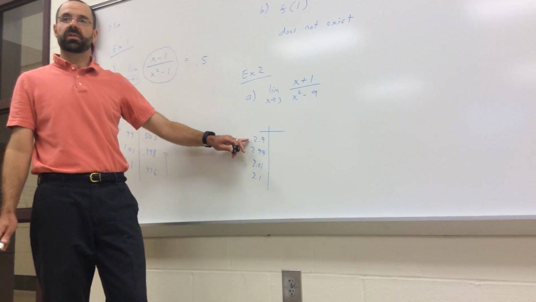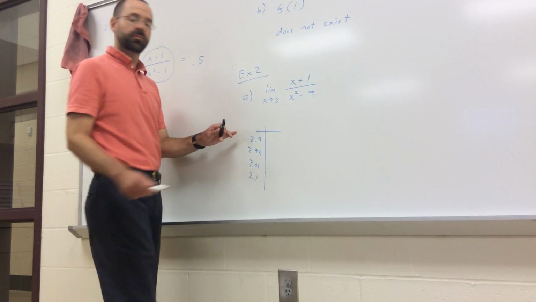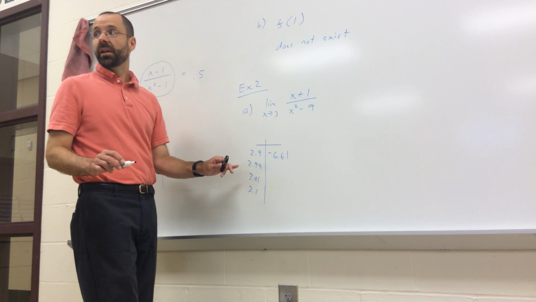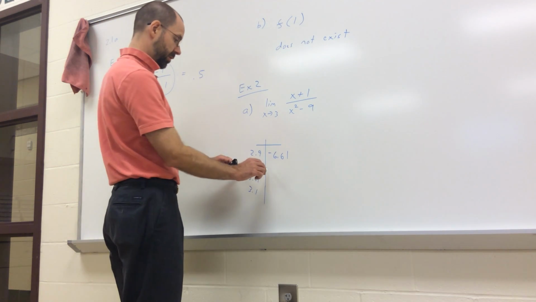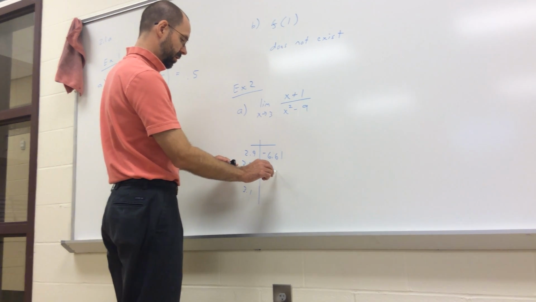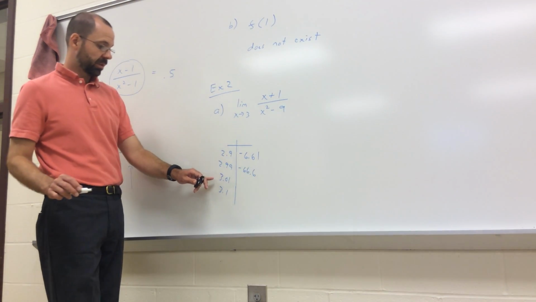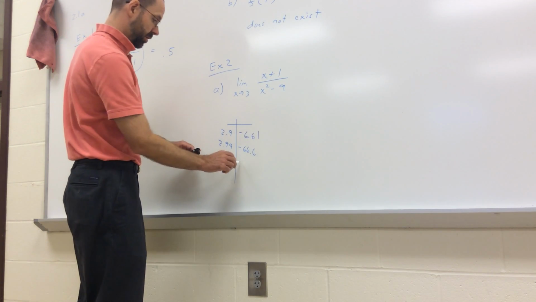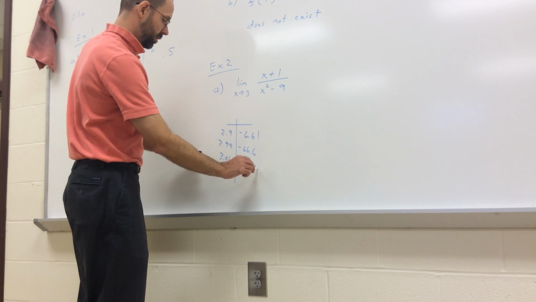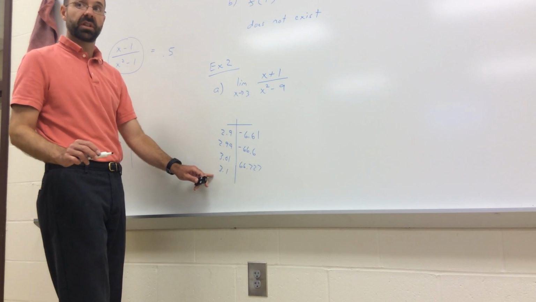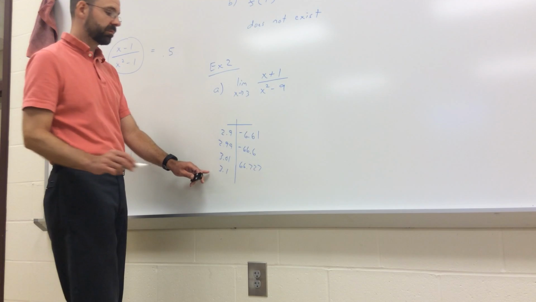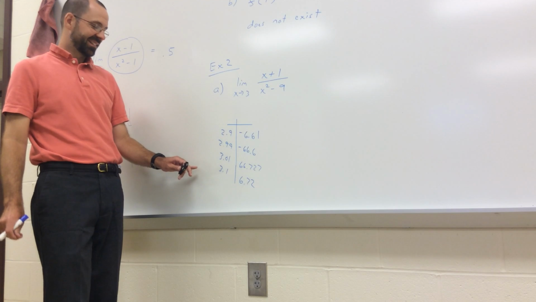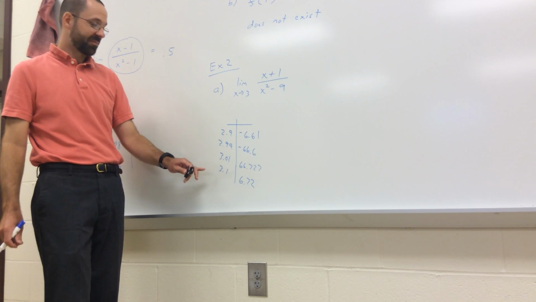So I forget who 2.9 was. Steven, you got it? Negative 6.61. Negative 6.61. All right. 2.99 was Bailey. All right. 3.01 was, yes. And Kylie, what'd you get for 3.1? That's right. You were doubting yourself. It's good to be skeptical, but you got it.